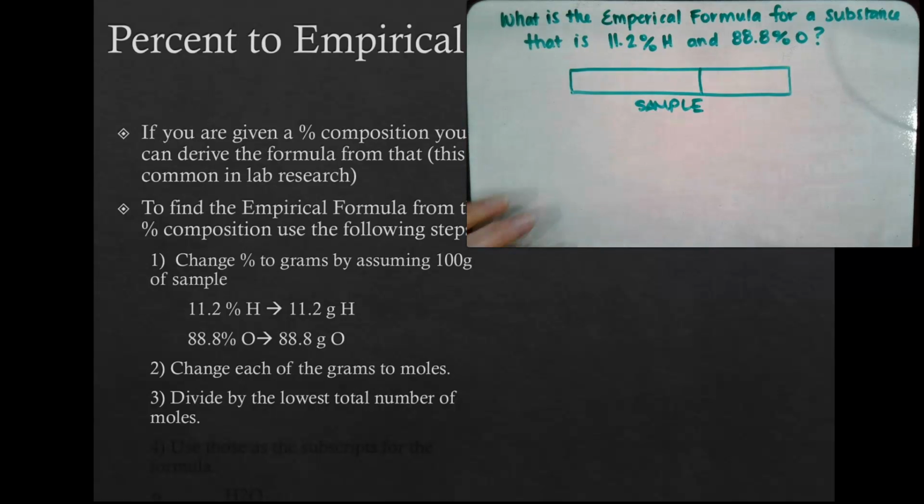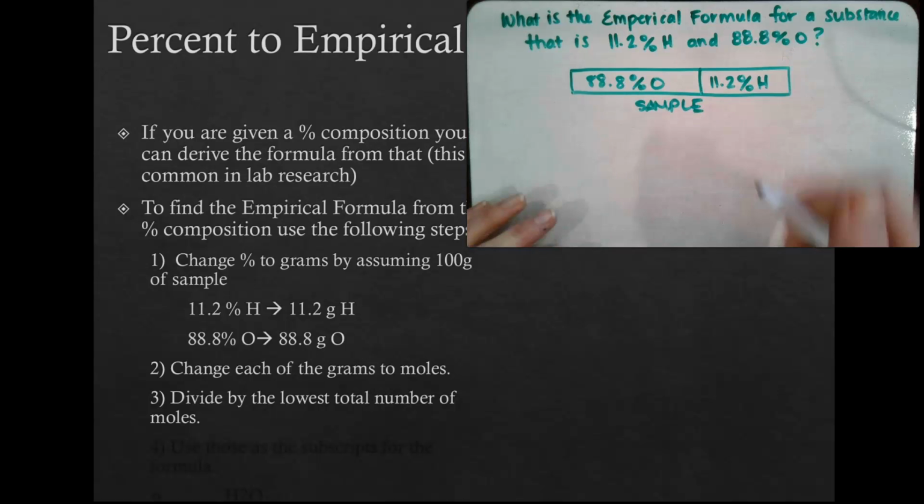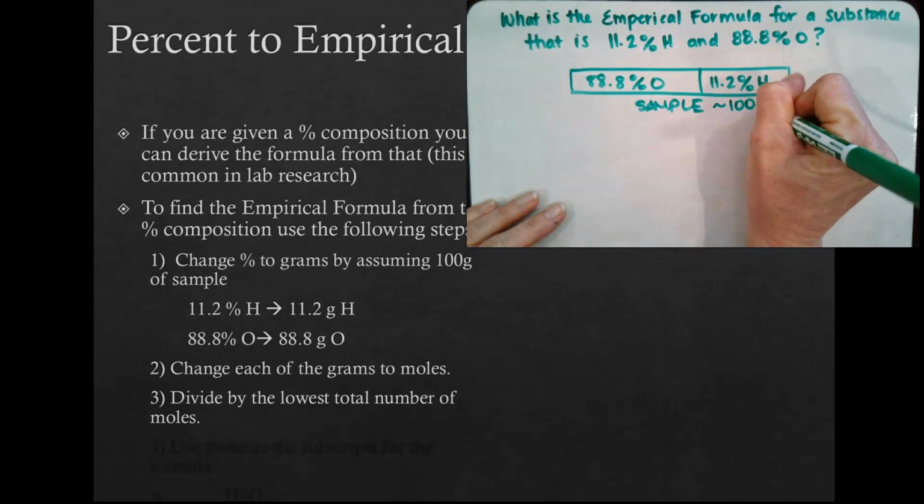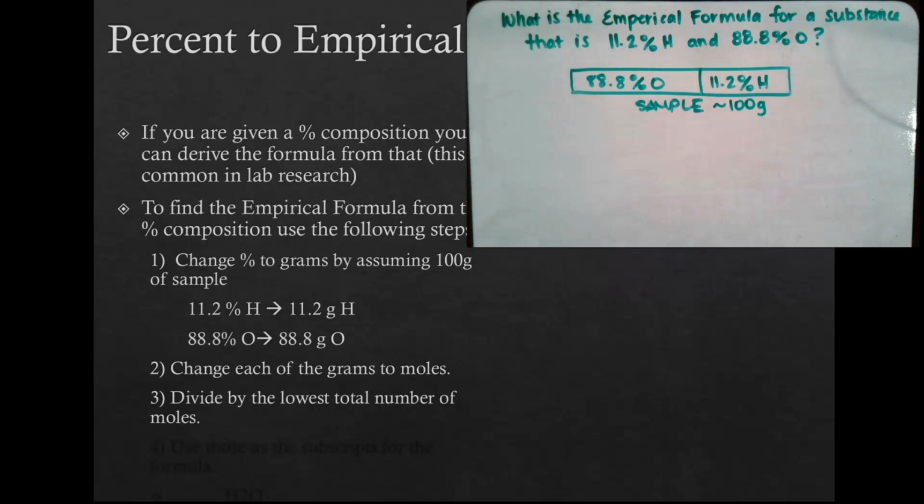So let's say that this is my sample, and it is 88.8% oxygen and 11.2% hydrogen. Those percentages will stay no matter the sample size. If I have 50 grams of my sample, 1 gram, or 1,000,000 grams, still 88.8% will be oxygen and 11.2% will be hydrogen. So if you have to convert it, which we do, the best thing to do is assume 100 grams of sample. That conversion is easy.